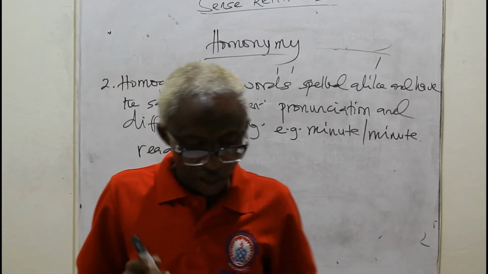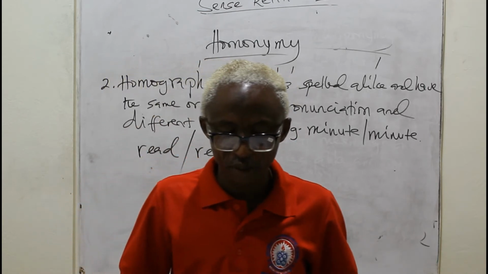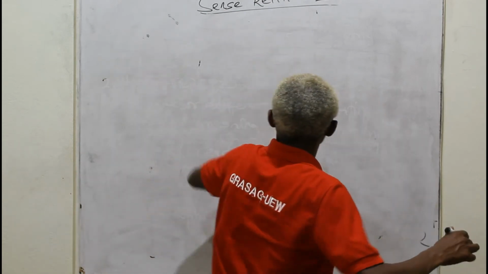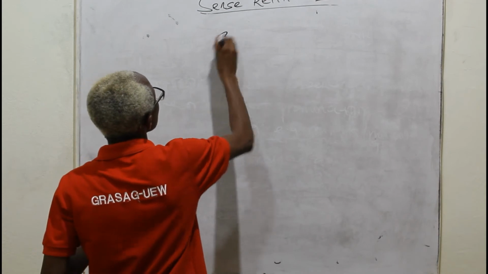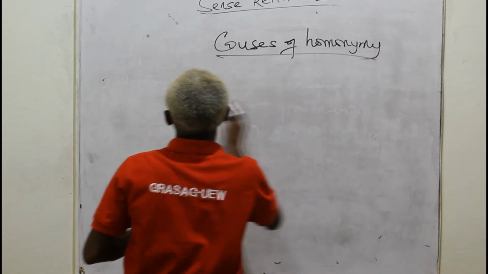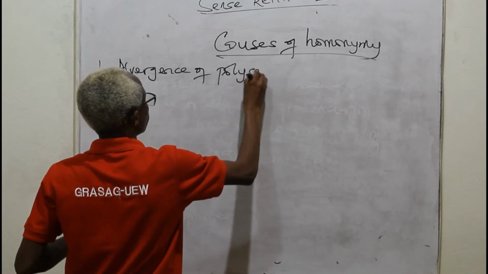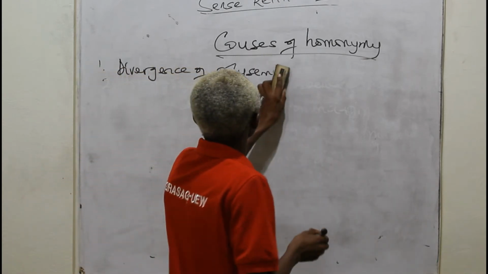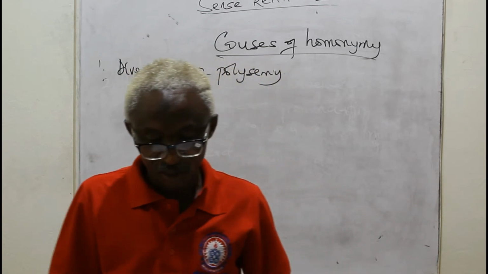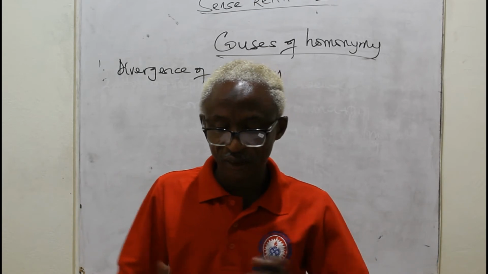So we are looking at causes of homonymy. One, we have divergence of polysemy. The polysemous senses of words diverge and come to be seen as separate independent senses.